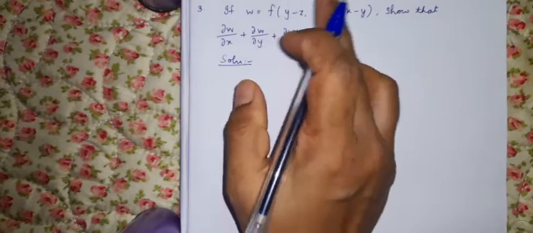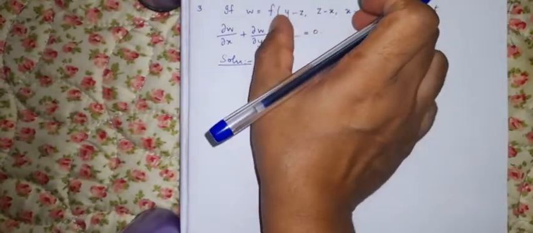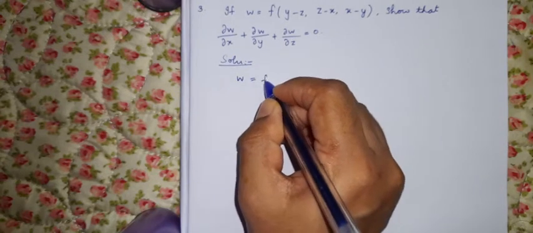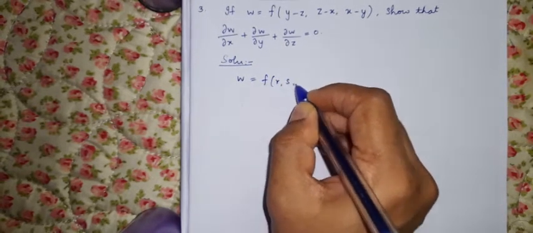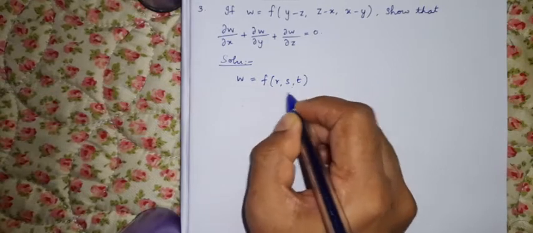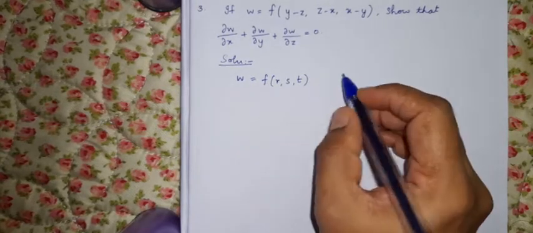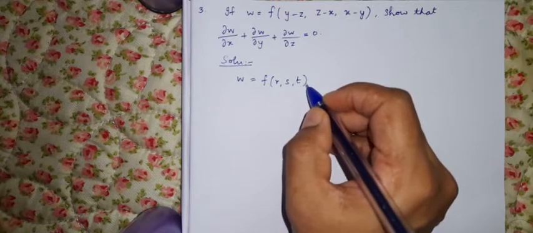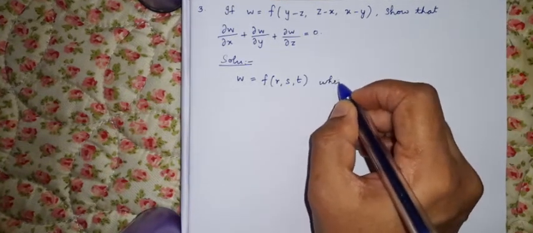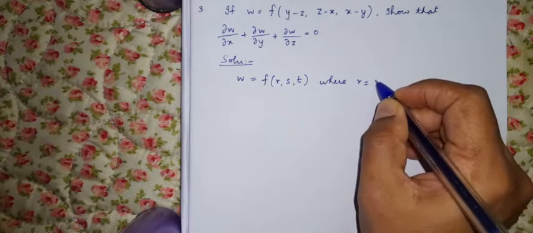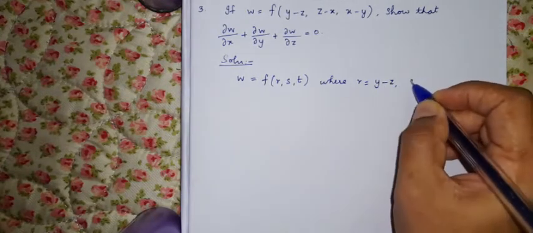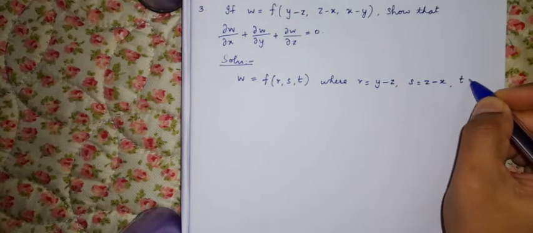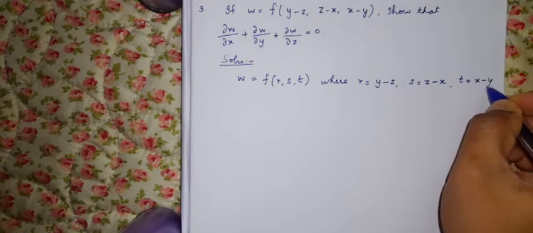If you get this type of problem, you have to rewrite this function as w is equal to f of (r, s, t). You can use any variables here. Here we are taking r, s and t, where r is equal to y minus z, s is equal to z minus x, t is equal to x minus y.